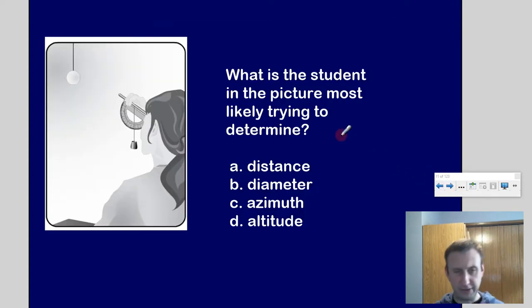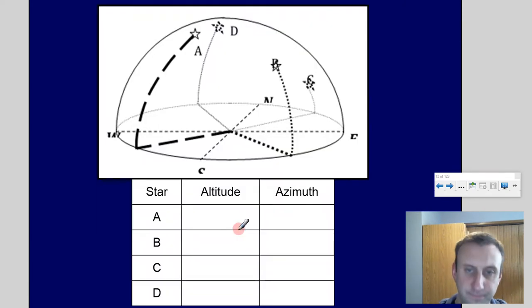All right, let's take a look at this picture. This is actually directly from a provincial achievement test. What is this student in the picture most likely trying to determine? What are they trying to find? And the answer is they're trying to find the altitude, okay? Because you can see here that they are trying to figure out how far above the horizon this thing is. And I'm assuming this is a classroom because stars don't have a string, but oh well. So that would be altitude for that one there.